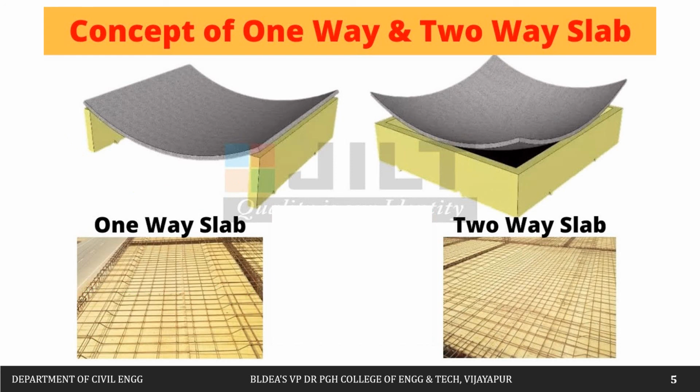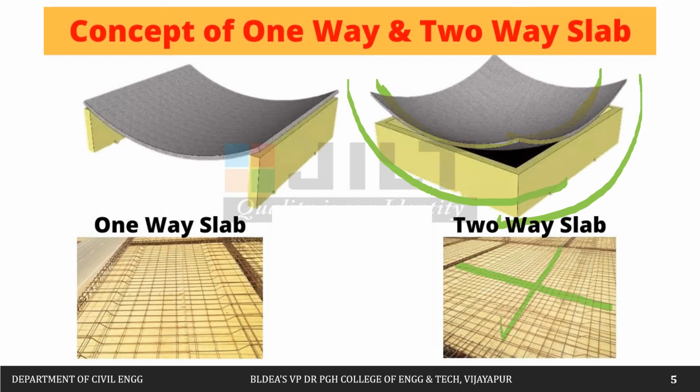If you compare it with a two-way slab, in this direction it is getting bent up, and in this direction also it is getting bent up. You can see here, in this way it is bending, and in this way also it is bending. In both the directions it is bending. So the reinforcement we are going to provide will be main reinforcement in both the directions. Whereas in the one-way slab, you can see in this figure that only in one direction they have provided the bent up bar. In the other direction they have provided the straight bars.